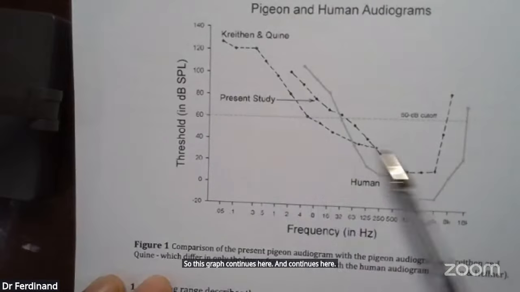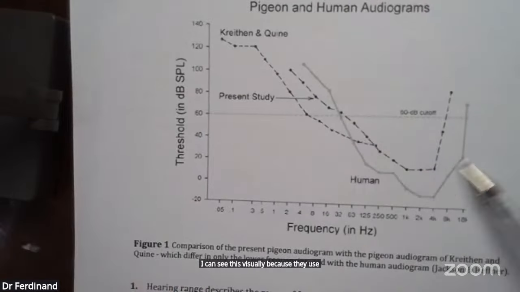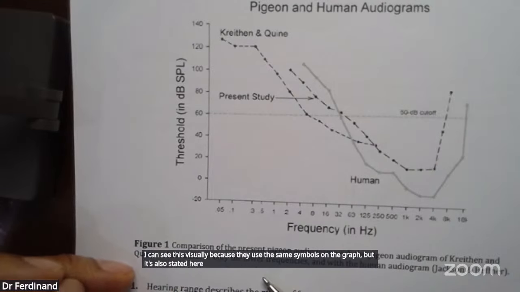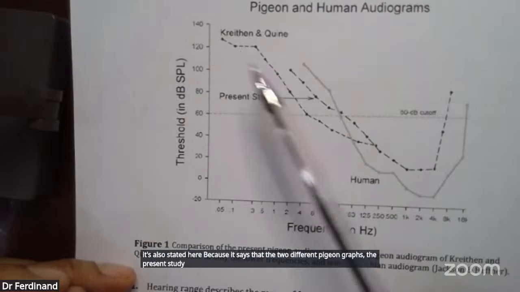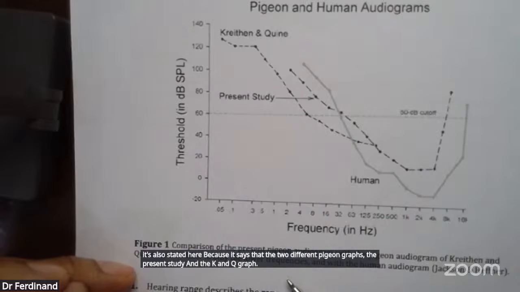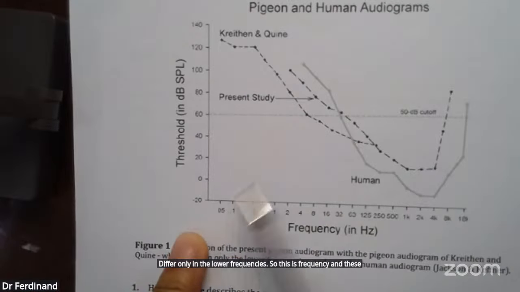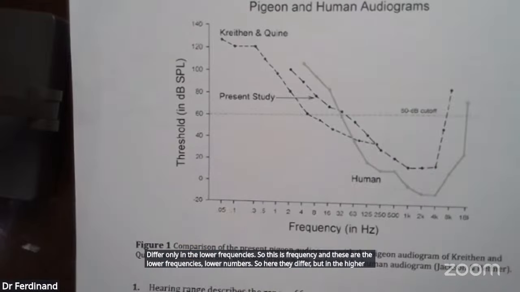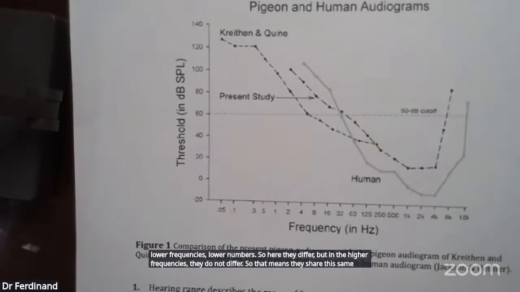I can see this visually because they use the same symbols on the graph, but it's also stated here because it says that the two different pigeon graphs, the present study and the K and Q graph, differ only in the lower frequencies. So this is frequency, and these are the lower frequencies, lower numbers. So here they differ, but in the higher frequencies, they do not differ. So that means they share this same pattern in the higher frequencies.